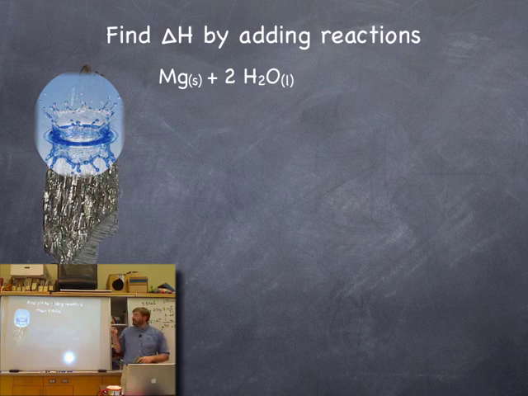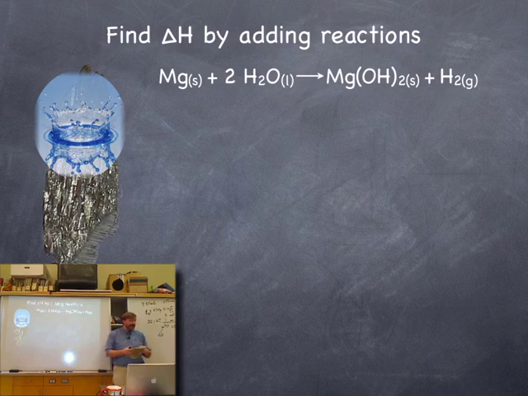Okay? So the magnesium reacting with water produces magnesium hydroxide and hydrogen gas. The hydrogen gas just sort of bubbles out and escapes. It's not burned. Okay? We're using the chemical reaction to produce this energy.